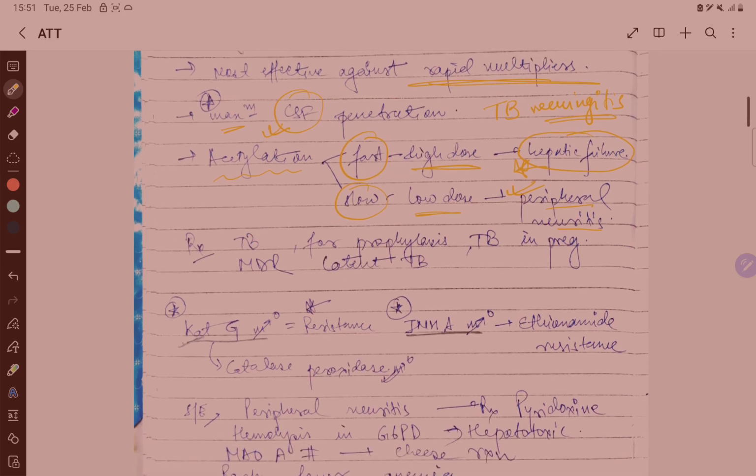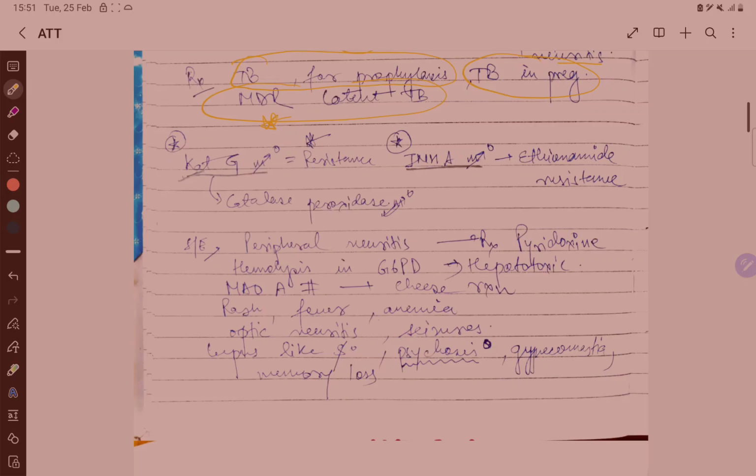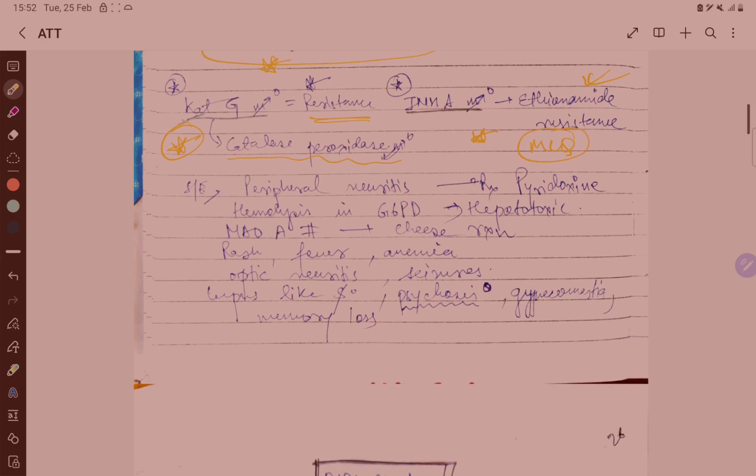Isoniazid is given in TB prophylaxis, TB in pregnancy, and MDR latent TB. Now there is resistance caused by the KatG mutation, the catalase peroxidase mutation. The second is the InhA mutation causing ethionamide resistance. So from here MCQs come, you have to understand this. The side effect is peripheral neuritis. As we have discussed, we have to give pyridoxine, vitamin B6.